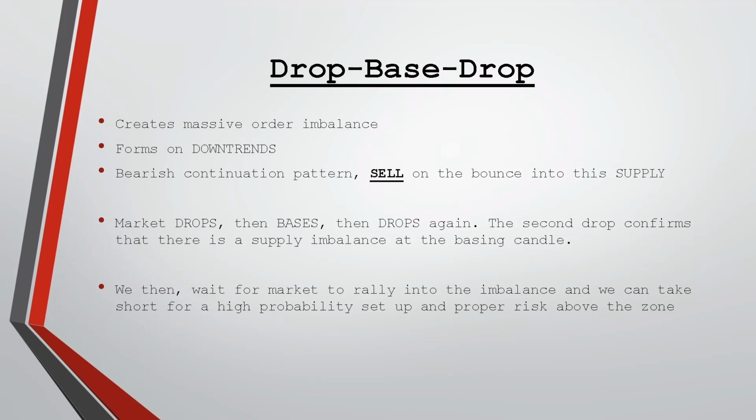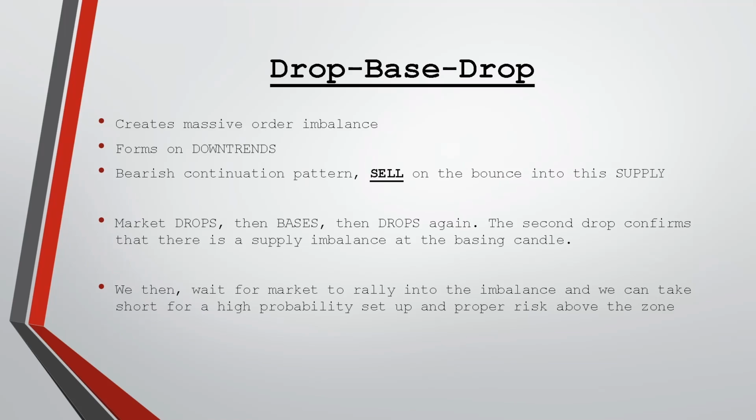It forms on downtrends. It's a bearish continuation pattern. And the idea here is to sell on the bounce into the supply. So the market drops, it bases, and then drops again. The second drop confirms that there's a supply imbalance at the basing candle. We draw them at the basing candle, remember. So we look to sell, to start new positions. So to sell short, you short sell on the bounce into supply, putting your stop loss above the supply zone. We wait for the market to rally into the imbalance, and we can take it short for a high probability setup and proper risk above the zone.